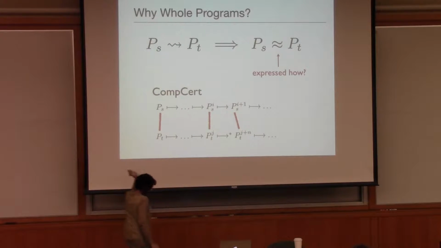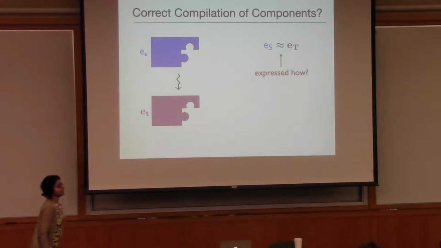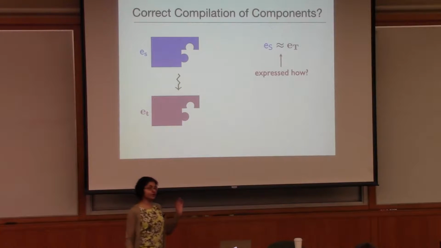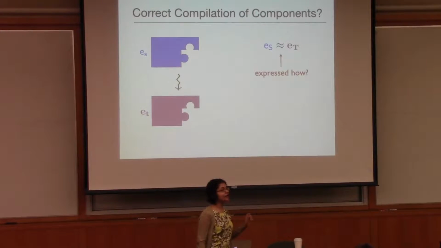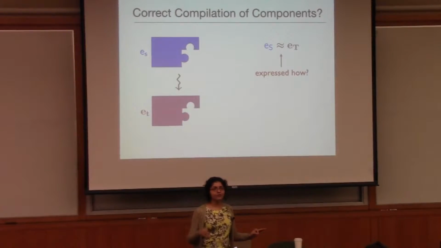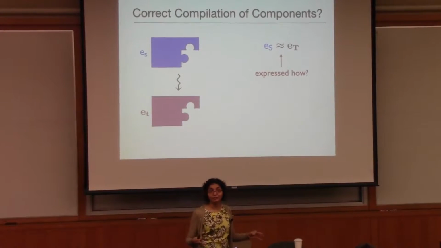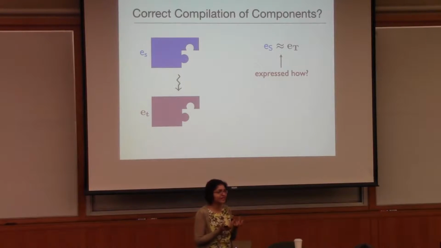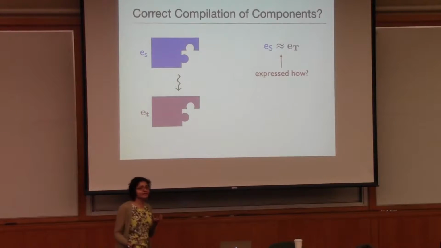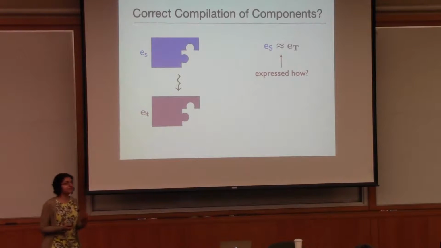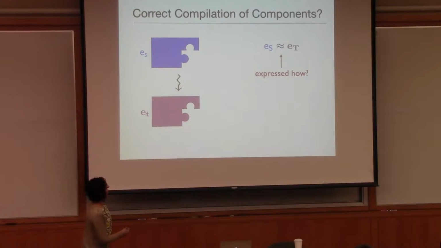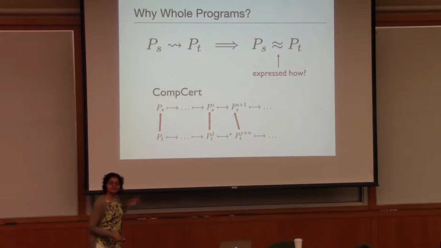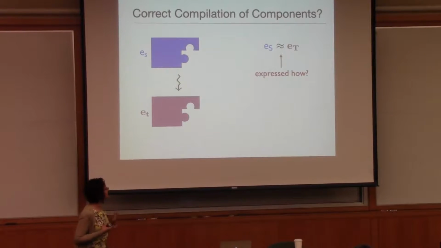Now, notice how I said you run the source program P_S and you run the target program P_T. That brings me to the next question. If you're trying to guarantee correct compilation of components, how do you express this equivalence? I'll start out with a naive statement. You can't run a component. You can run a whole program, but how do you run a component? A component is something that has a missing piece. You can't run it. You need to link it with something, only then can you run it. So intuitively speaking, this kind of simulation argument needs to be somehow strengthened.